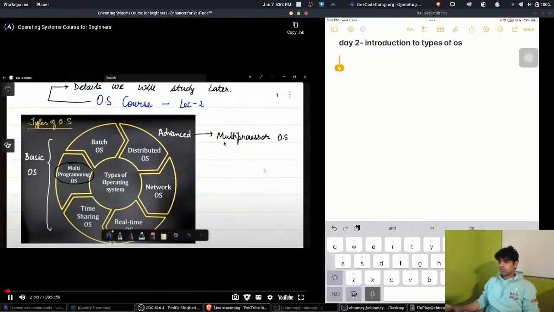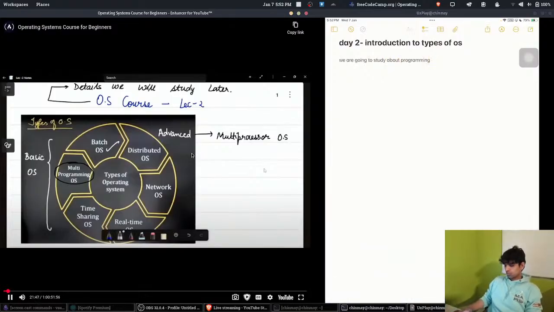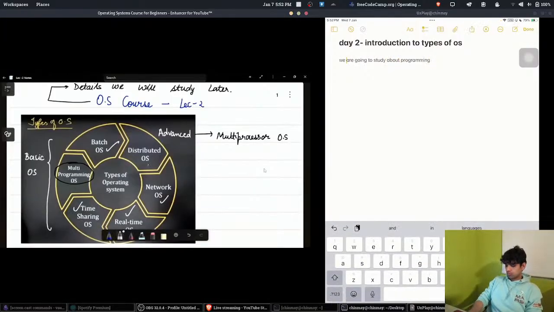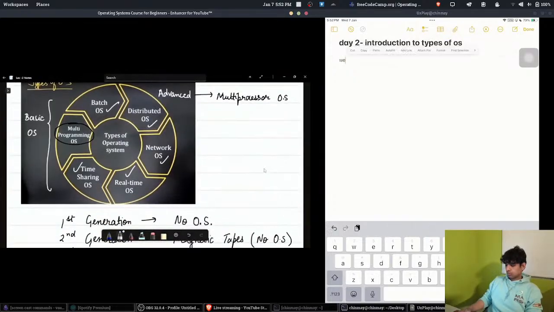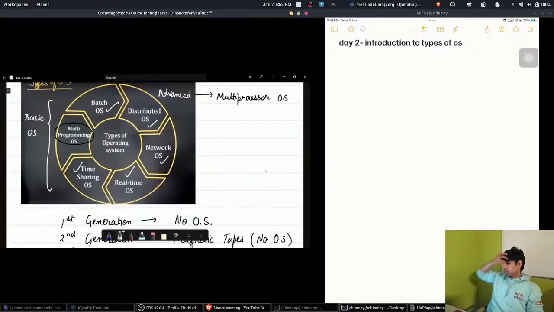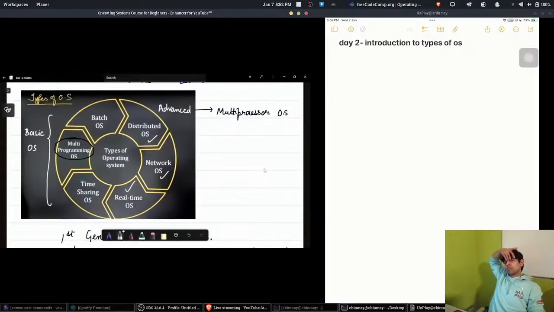move in depth. Okay, so batch operating system, multi-programming, time sharing, and real time are the basic operating systems, and distributed OS and network OS are advanced operating systems, which are also known as multi-processor operating systems.